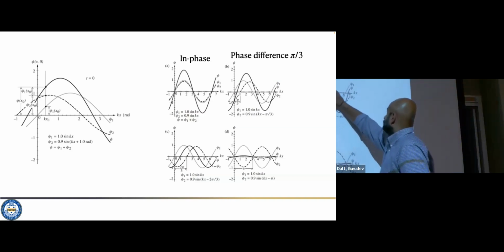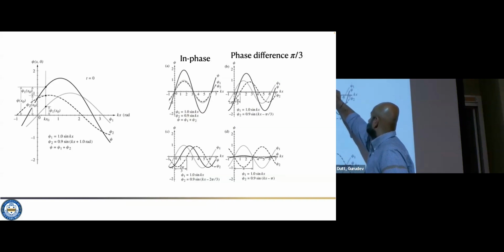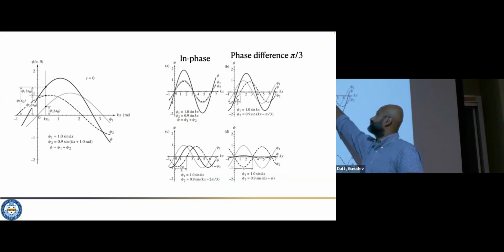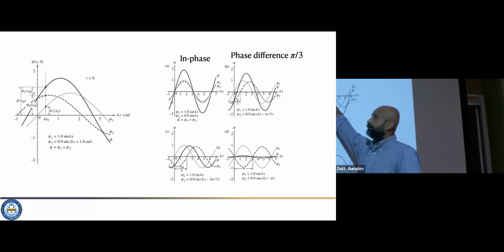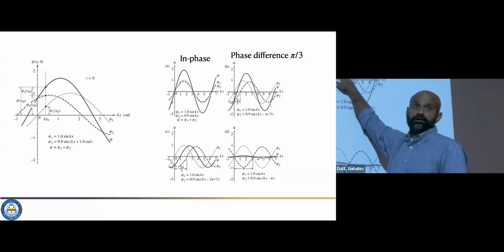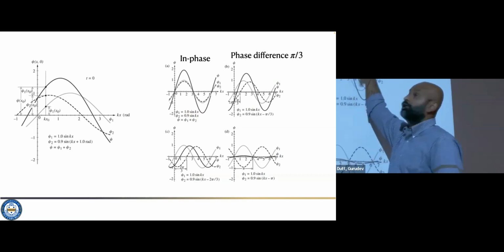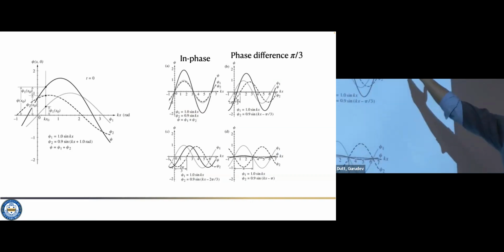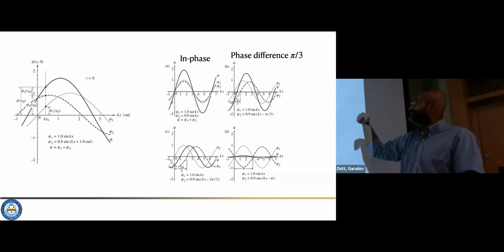Again, they start adding up, but now it doesn't quite match up, right? The maxima don't quite match up. Instead, whenever there's a maximum for psi1, psi2 is slightly lower here. So the sum of those will definitely not add up all the way to almost 2. It won't be 1.9 anymore, it'll be something smaller.